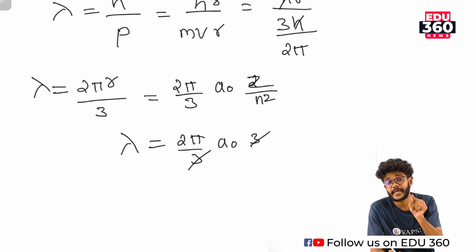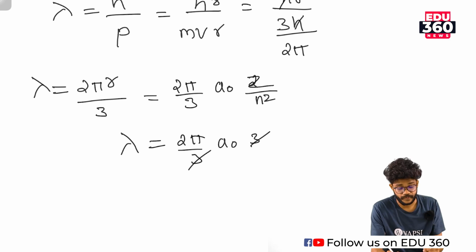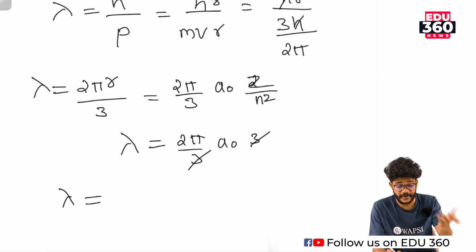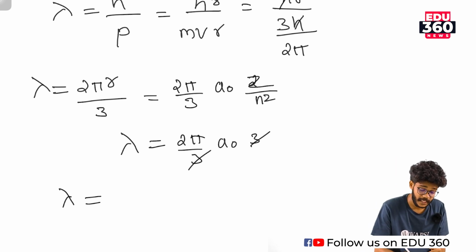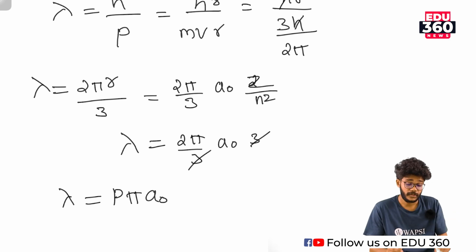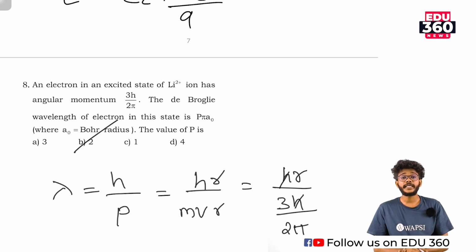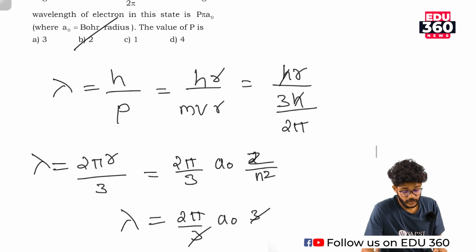So what is p? p is 2, because the standard given expression for the lambda is p pi a0. So p is 2. Which option? Option B is the correct answer, 2. Okay, so we can move to the next question.